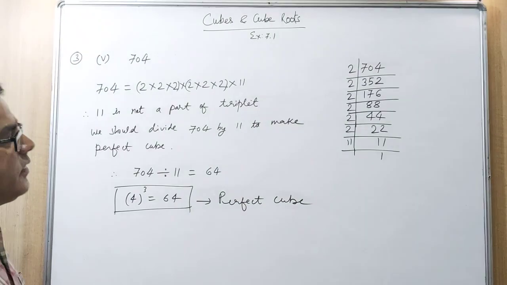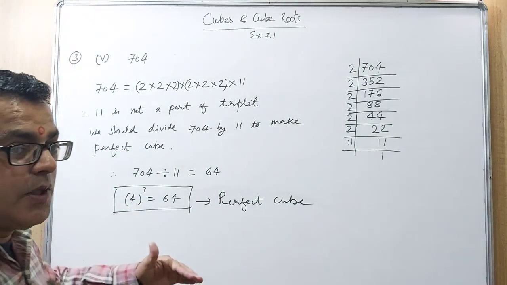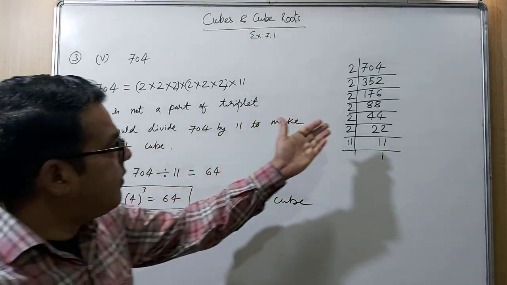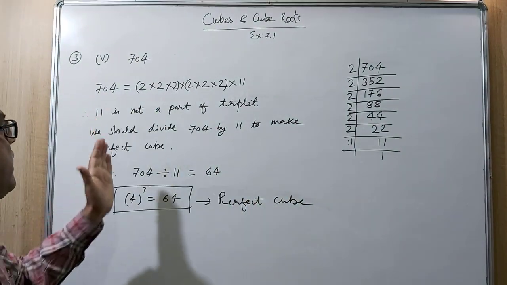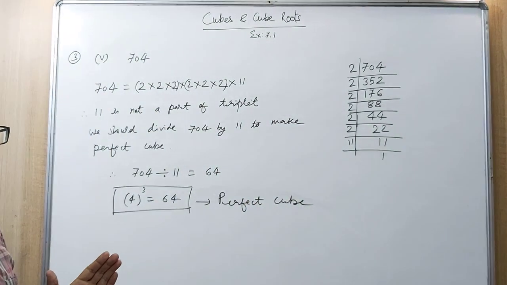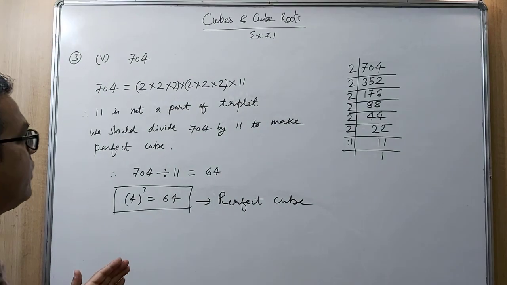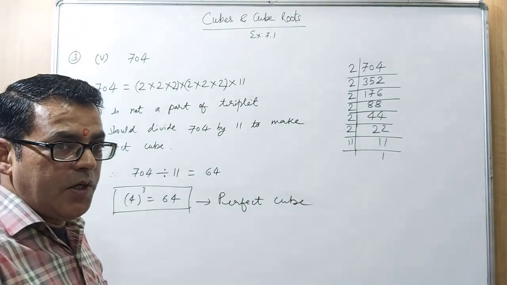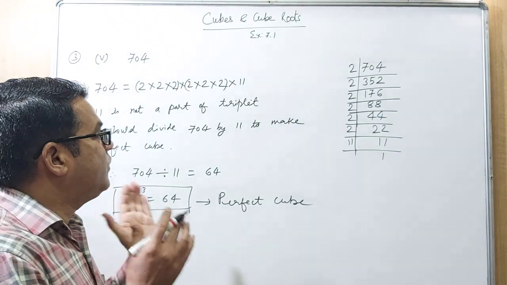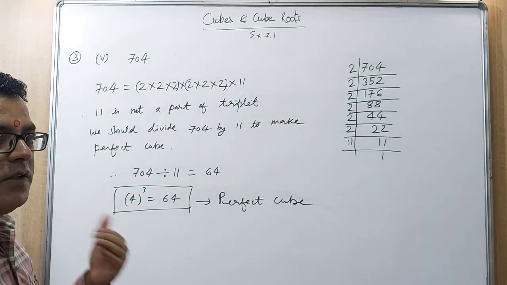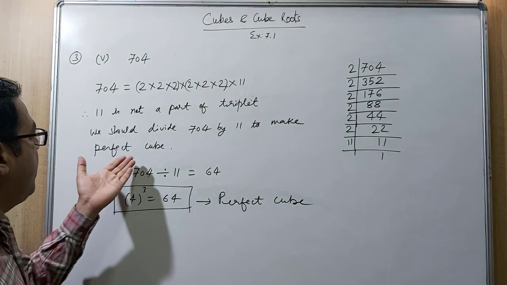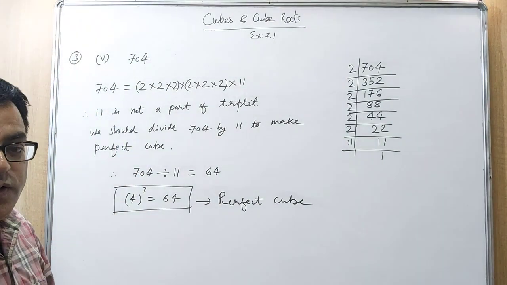Hope you understand. These questions are very simple questions. You just take the prime factors first by using the prime factorization method, and after that make triplets. And the factors that are not part of triplets are extra factors, and we should divide these factors so we can make the given number a perfect cube.